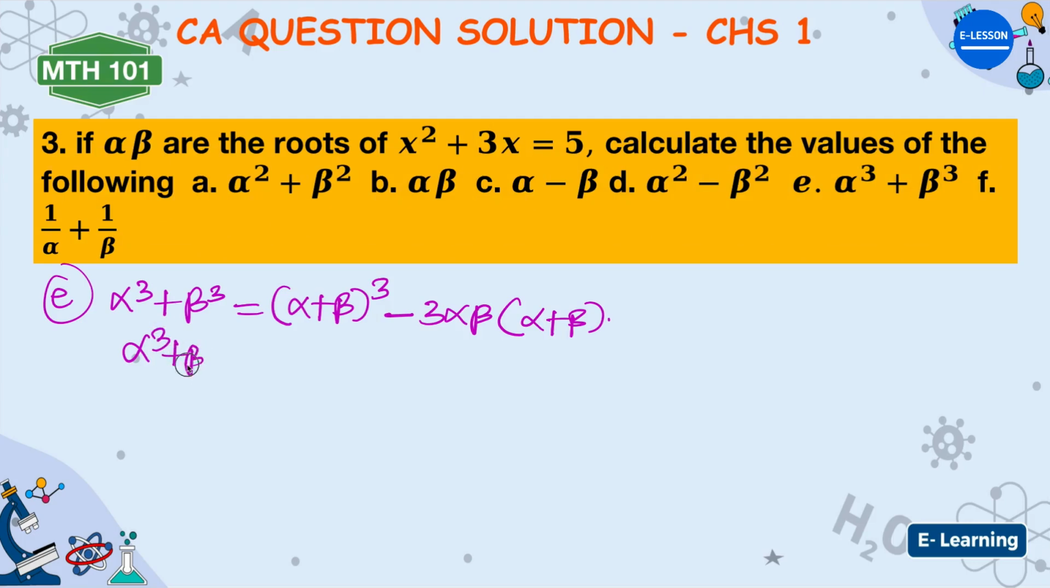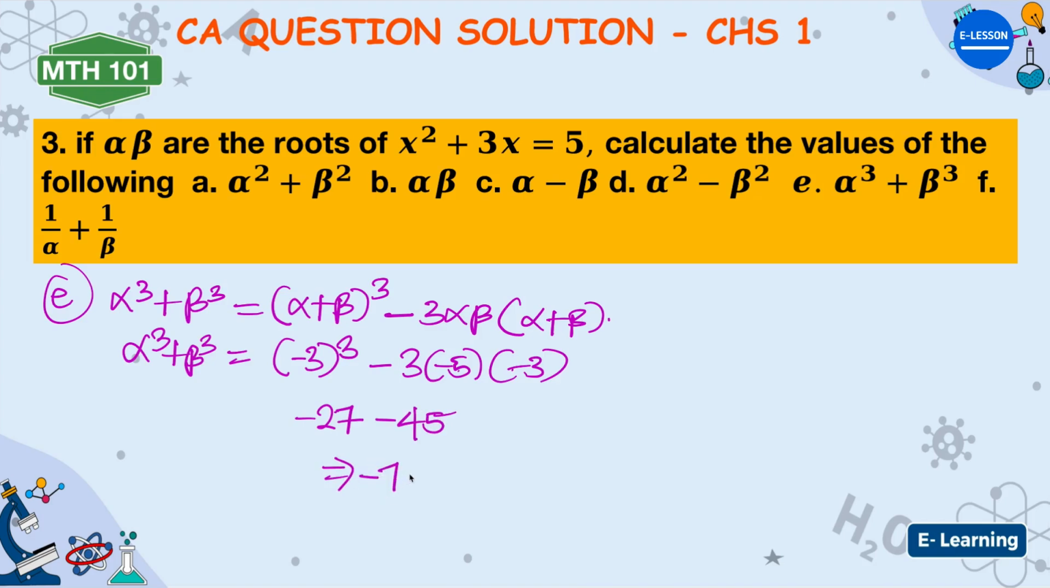So, alpha cube plus beta cube. What is our alpha plus beta? Because we said it's minus 3, raised to the power of 3. Minus 3, alpha beta is what? Minus 5, bracket what? Minus 3. Now, minus 3 to the power of 3 will give us minus 27. 3 times minus 5 is minus 15, times minus 3 is 45. Because this times this will give us positive, and the minus in front will give us minus 45. At the end of the day, this is going to give us minus 72. So that is our alpha cube plus beta cube.